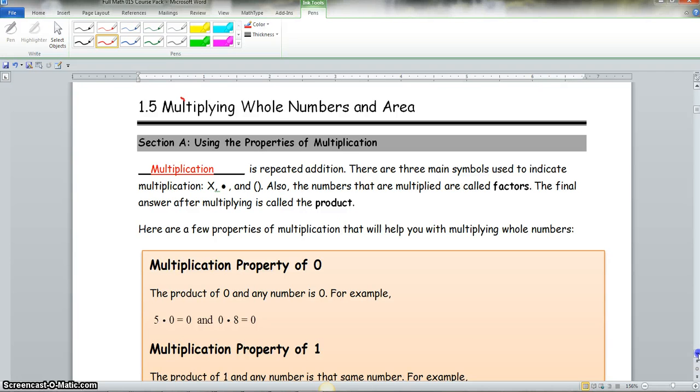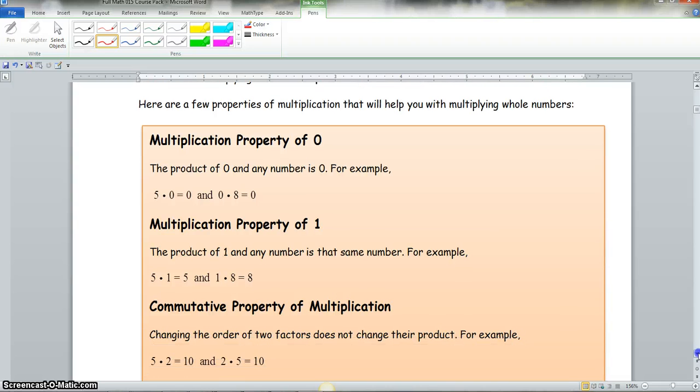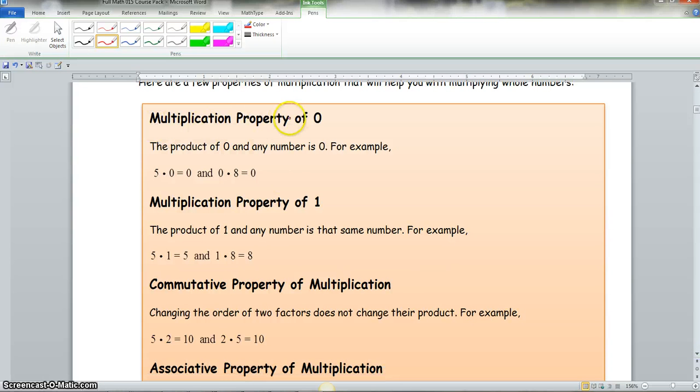Here are a few properties of multiplication that will help you with multiplying whole numbers. The multiplication property of 0. It basically states anything multiplied by 0 will give you 0. The multiplication property of 1. Anything multiplied by 1 will give you the number. So 5 times 1 is 5 and 1 times 8 is 8.